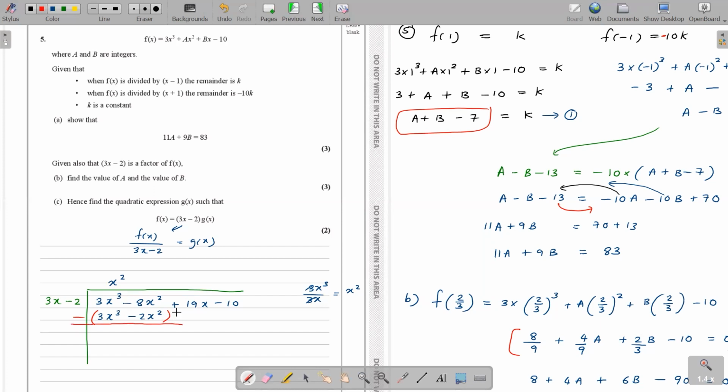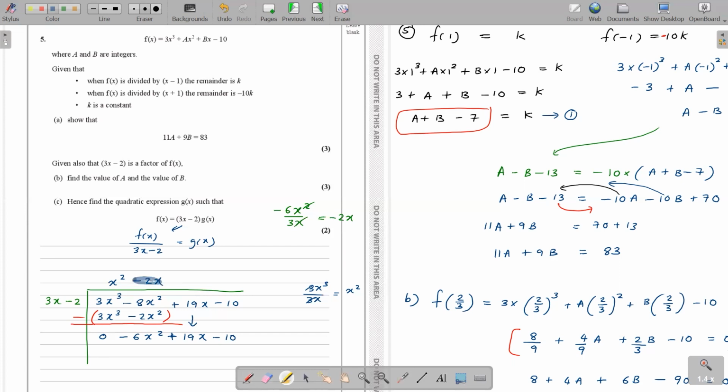Subtract. So what do we get here? 3x cube minus 3x cube is 0. Minus 8 minus minus 2 is minus 8 plus 2, basically minus 6x square. And you can bring the other two terms down as well, plus 19x minus 10, okay? Then what do we do? Minus 6x square, we will divide by 3x. So when I divide by 3x, what happens? X and x cancel. Minus 6 divided by 3 is minus 2 and there's x remaining. Are you with me? So I'll write the minus 2x.